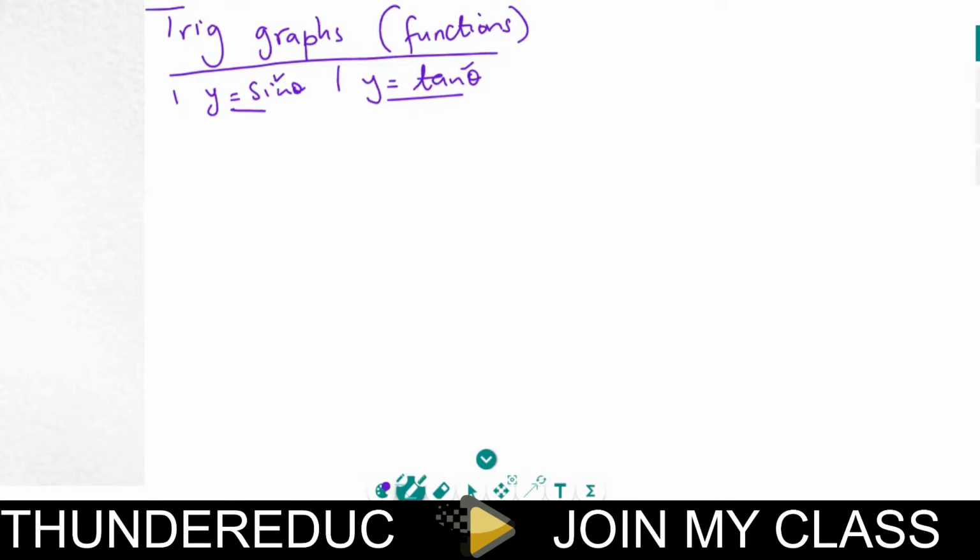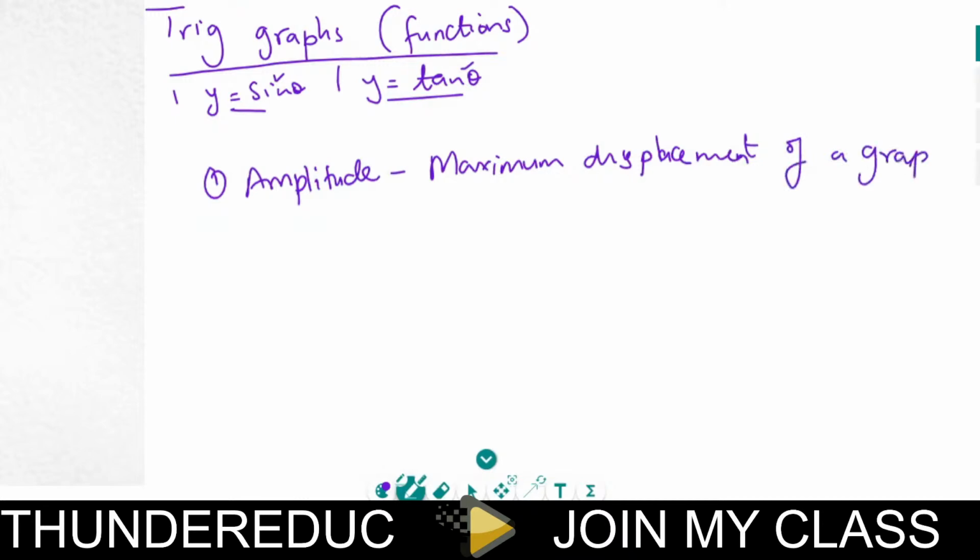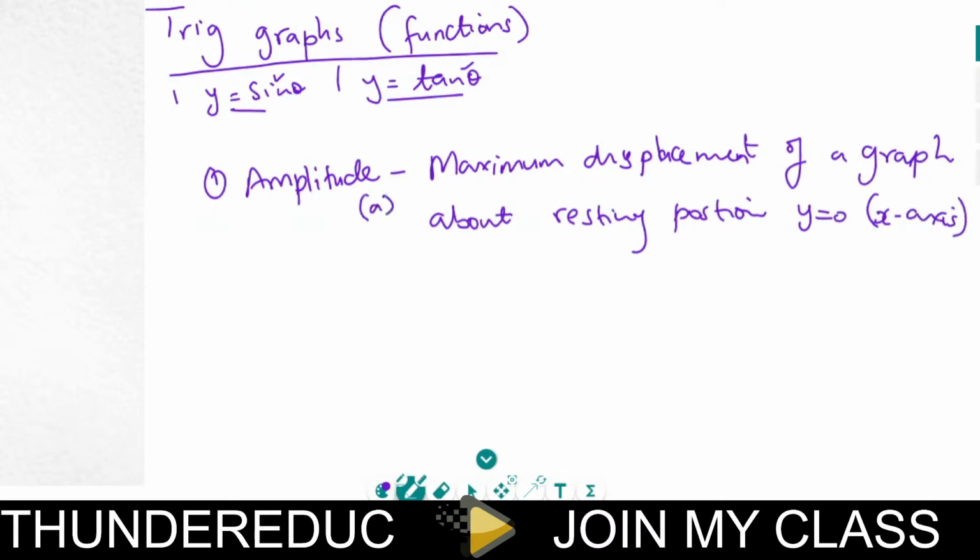So before we go into details, we need to also get to know some particular terminologies that are normally used. Number one is the amplitude. Amplitude is basically the maximum displacement of a graph about a resting position. About a resting position, which is always known as y is equal to 0, or basically the x-axis. So that is the amplitude, and we normally use letter A to represent the amplitude.